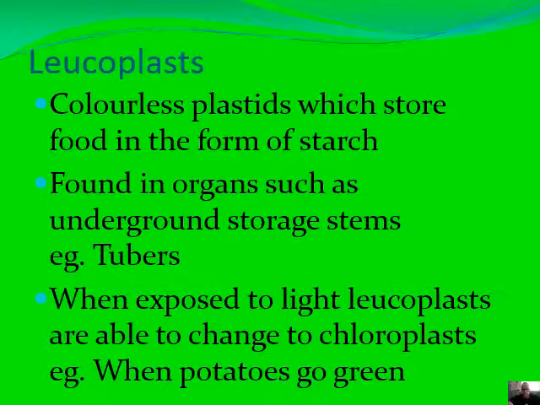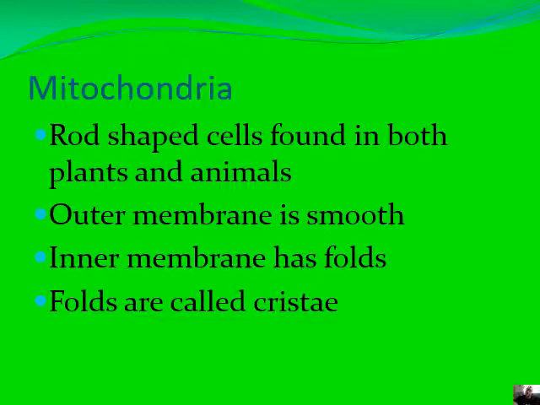Okay, we're going to push through now. I know this is 20 minutes, I'm sorry. So we're going to do the mitochondria. It is rod-shaped, and it's found in both plants and animals, because both plants and animals need to produce energy in the stored energy form called ATP. The outer membrane is smooth and the inner membrane has folds, and these folds are called cristae. I don't care how you pronounce it, as long as you remember the folds are called cristae.